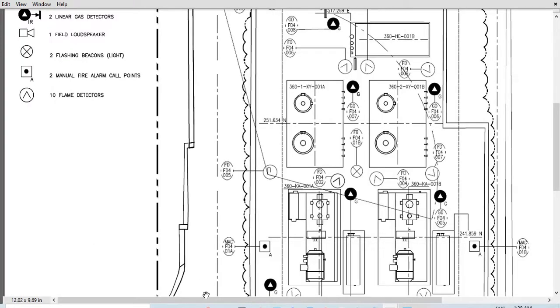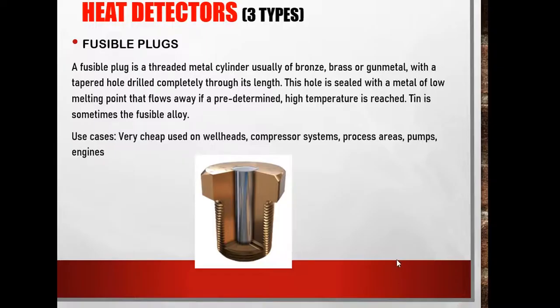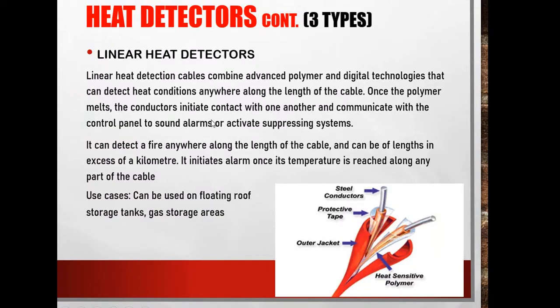And then the next on the list is your linear heat detectors. Linear heat detectors are very, very good for long distances. If you want to cover a long linear distance, they are very useful. Let me just read out the definition. Linear heat detection cables combine advanced polymer, that's all this innards, and digital technologies that can detect heat conditions anywhere along the length of the cable.